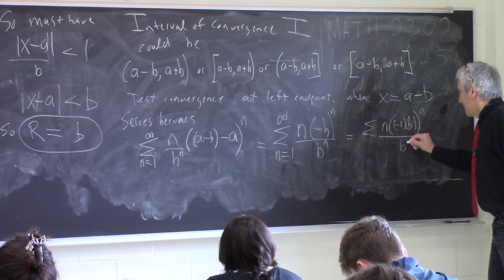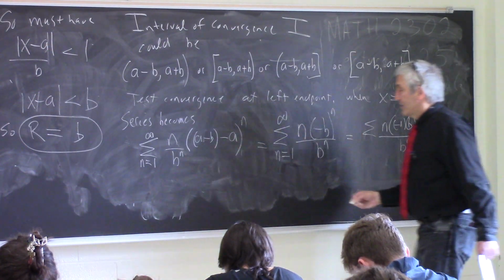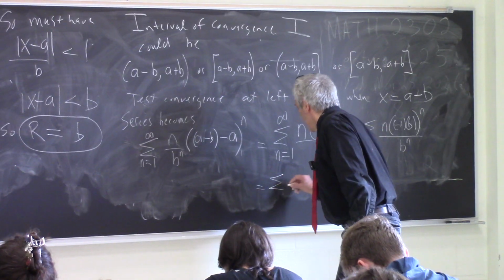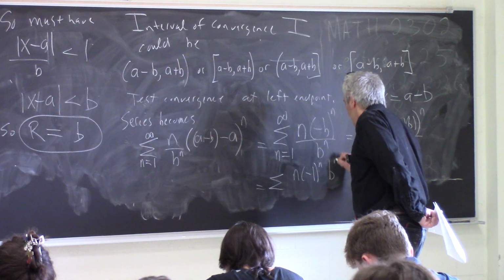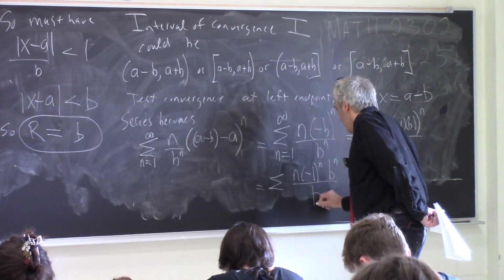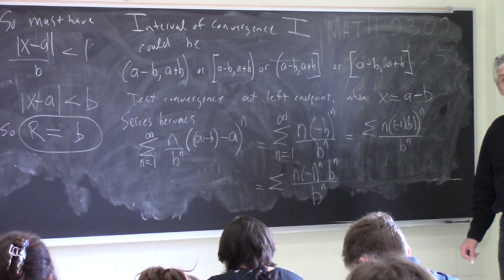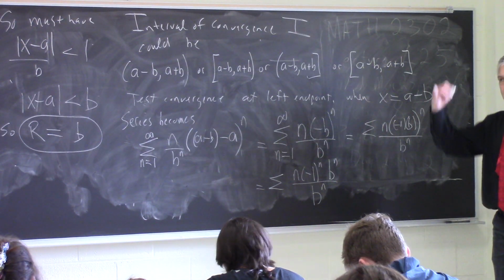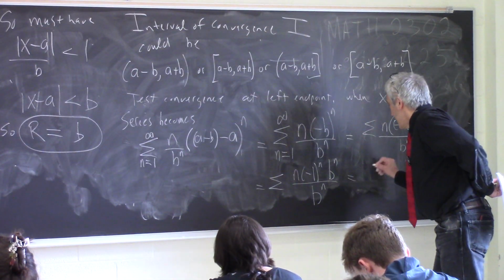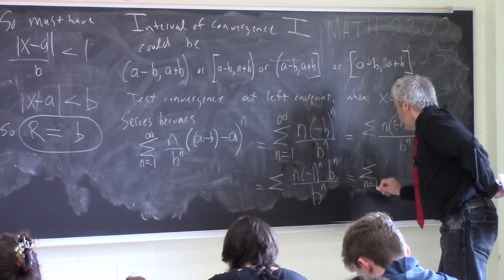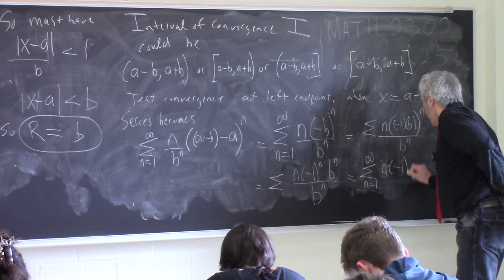And then minus 1 times b all raised to the n power is the summation of minus 1 to the n times b to the n over b to the n. Now, can anybody spot anything that can cancel or simplify here? Carson, Chase. B to the n. Yeah, the b to the n. So I end up with the summation from 1 to infinity of n times minus 1 to the n.